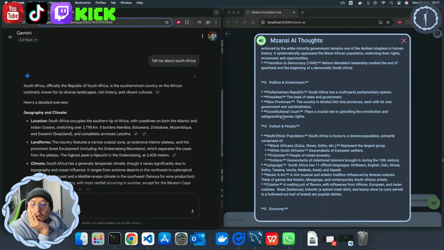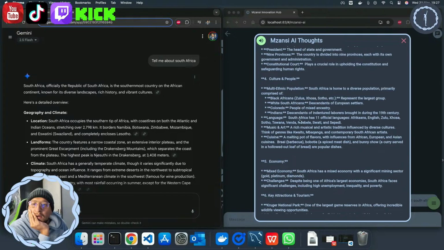3. Politics of government. Parliamentary Republic. South Africa has a multi-party parliamentary system. President, the head of state and government. 9 provinces. The country is divided into 9 provinces, each with its own government and administration. Constitutional Court plays a crucial role in upholding the Constitution and safeguarding human rights. 4. Culture and people. Multi-ethnic population. South Africa is home to a diverse population, primarily comprised of Black Africans, Zulus, Xhosa, Sotho, etc. represent the largest group. White South Africans. Descendants of European settlers. Coloureds, people of mixed ancestry. Indians, descendants of indentured laborers brought in during the 19th century. Language. South Africa has 11 official languages: Afrikaans, English, Zulu, Xhosa, Sotho, Tswana, Venda, Ndebele, Swati, and Sepedi.